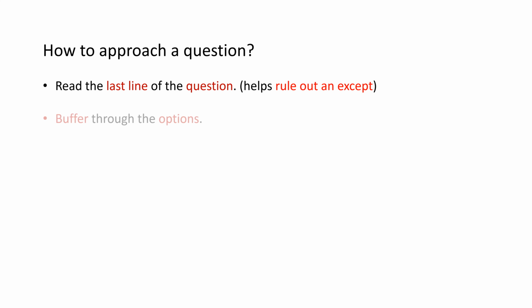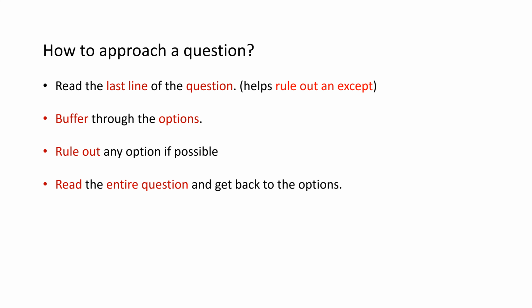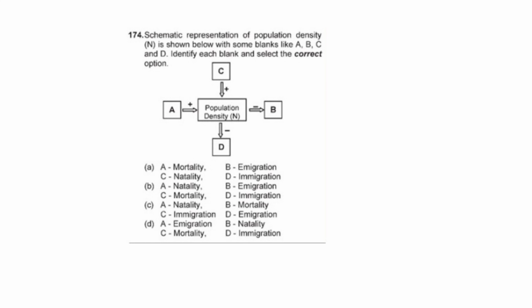And after that, you are supposed to buffer through the options. Buffering through the options, you can understand what are the categories of the options they are providing. So if there is one of the categories which is standing out with respect to the last line of the question, you might be able to remove that option off. Third thing is basically removing that option off. Now after that, you're supposed to read the entire question, then get back to the options, then rule out each and every option until you get your answer right.